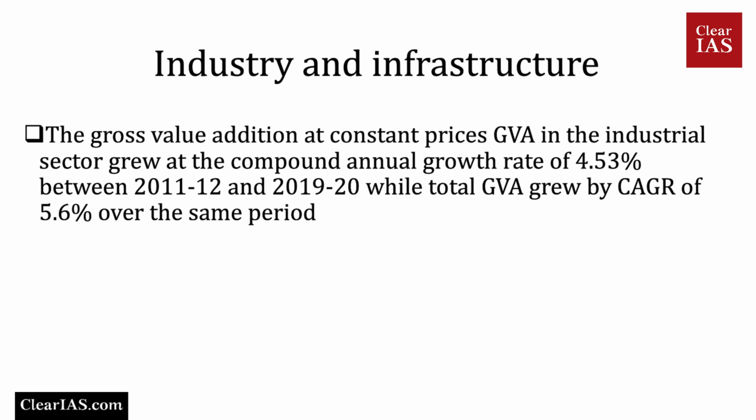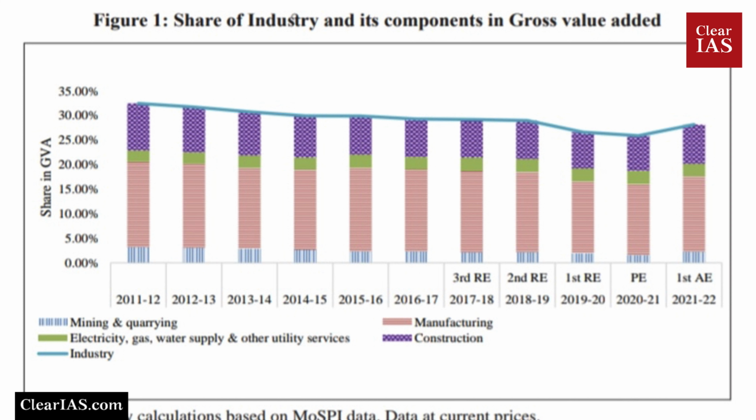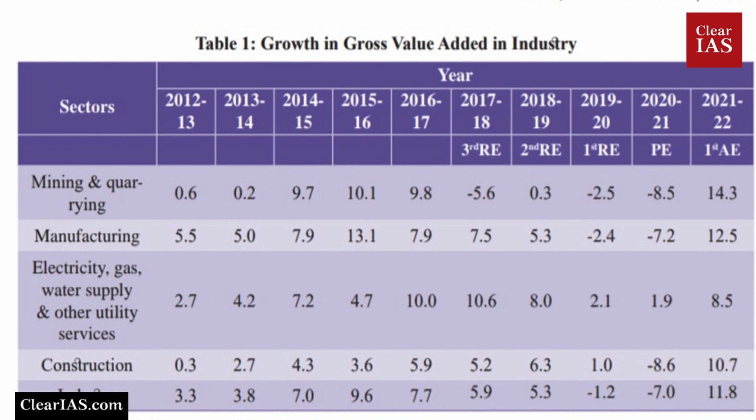The gross value addition at constant prices in the industrial sector grew at the compound annual growth rate of 4.53% between 2011-12 and 2019-20, while total GVA grew by a compound annual growth rate of 5.6% over the same period. This figure shows the share of industry and its components in GVA during 2011-12 to first advance estimates of 2021-22. This table shows the growth in gross value added in different subsectors of industry.